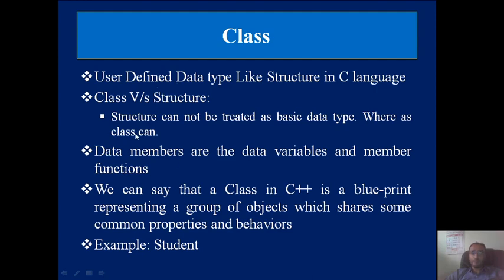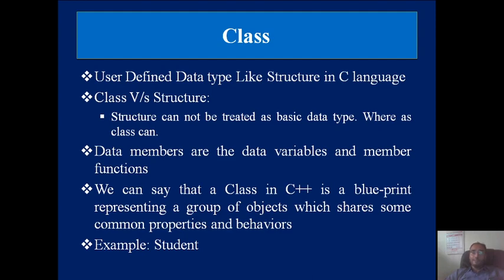A class has data members as data variables, and member functions. So a class is a collection of both. It has data members and member functions to operate upon those data members. We can say that a class in C++ is a blueprint representing a group of objects which share some common properties and behavior.